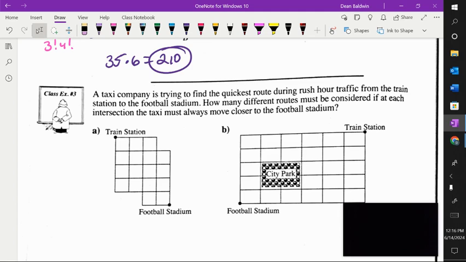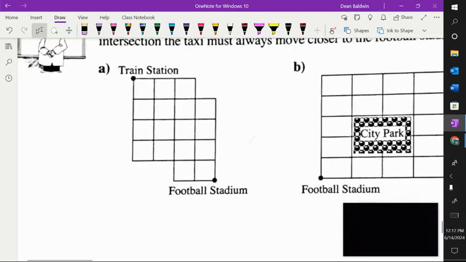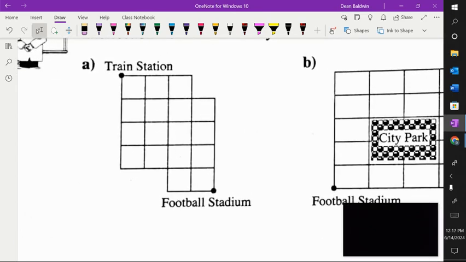This is not a nice shape. It's not connected at a corner, so you have to use Pascal's triangle. We're going from the train station to the football stadium. Put a 1 there. Always start with 1s. Every intersection, you put 1s until you basically have to turn a corner. So you stop here. Then these are going to be 1s all the way down. That's the outside of Pascal's triangle.